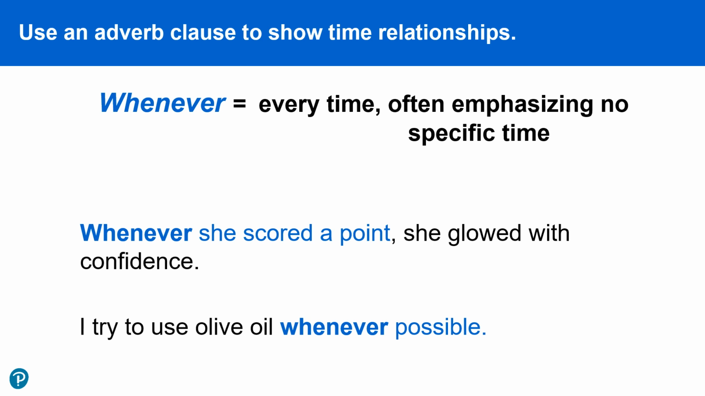I try to use olive oil whenever possible. So, anytime or every time that it's possible, I try to use olive oil. Both of these examples, there's not a specific time that they're talking about. It's not at this specific hour or minute or a section of the game. It was every time she scored a point or every time that it's possible.